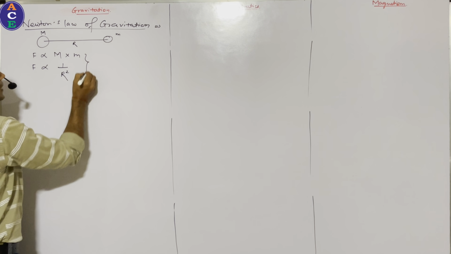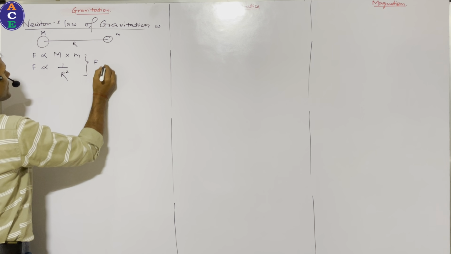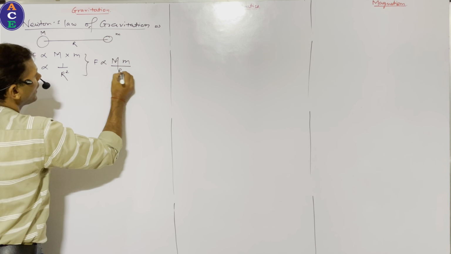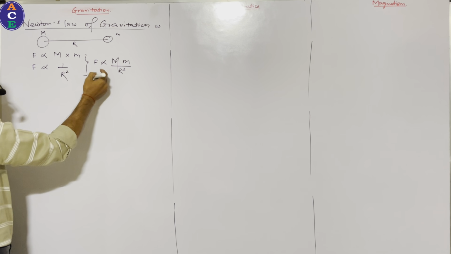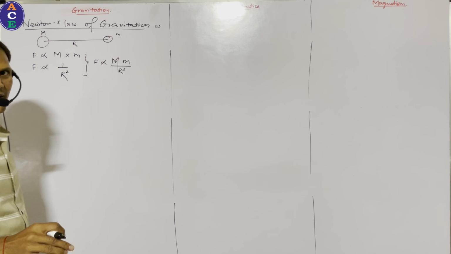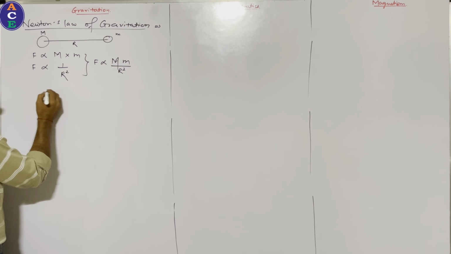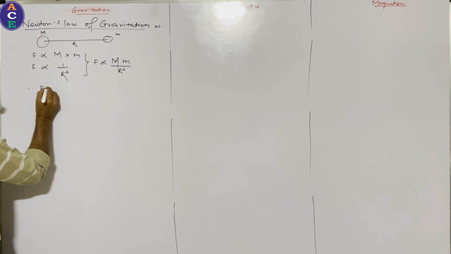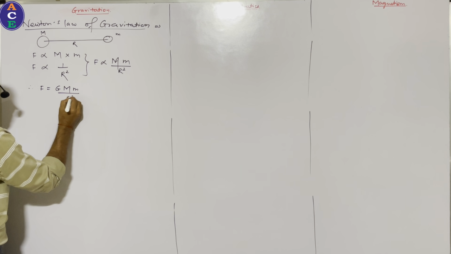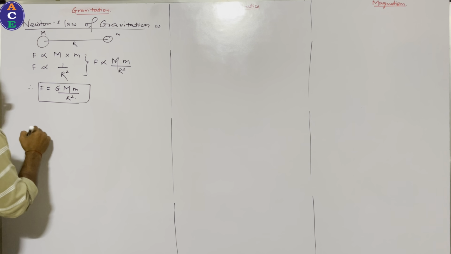So as we combine these two relations, we get F is proportional to Mm by r square, and as we remove the proportionality sign, we write a constant. That constant is capital G. So this formula becomes F is equal to GMm by r square. So this is the formula for the gravitational force.